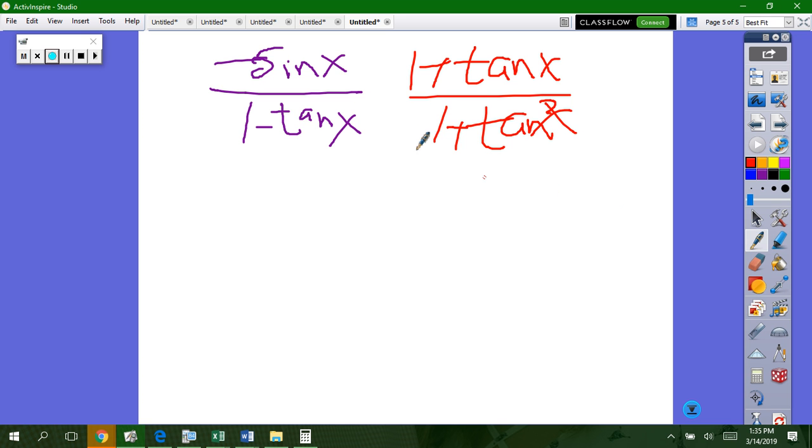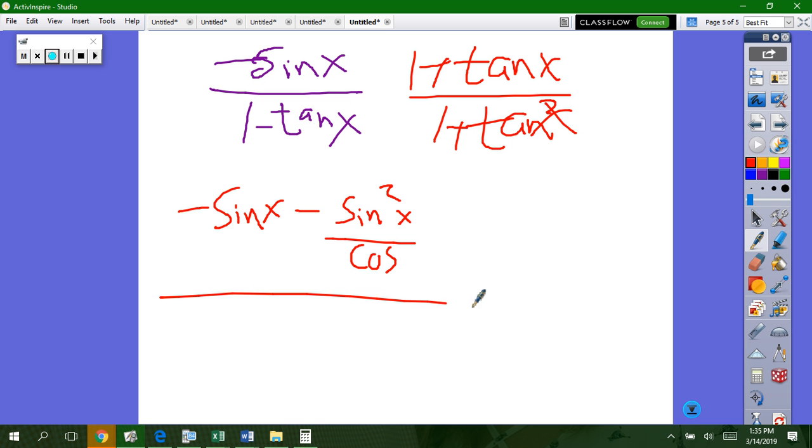So as I distribute that negative sign through, I get negative sine x minus sine squared x over cosine x over 1 minus tangent squared. Because notice, guys, sine times negative sine times 1 is negative sine. Remember, tangent is sine over cosine, so sine times sine is sine squared over cosine, right? Is everybody there with me?